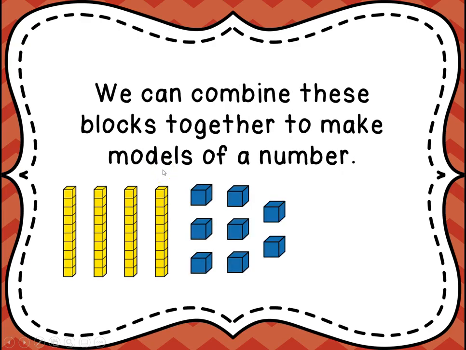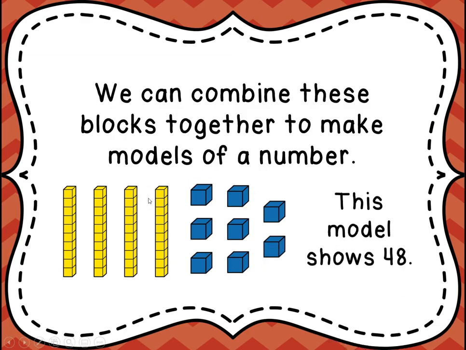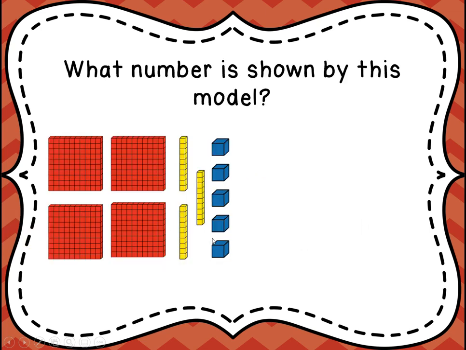Now we can combine these blocks together to make models of a number. So if I take a look, I can see that there is 1, 2, 3, 4 of the tens rods. So we know that there's a 4 in the tens place. And there are 1, 2, 3, 4, 5, 6, 7, 8. There are 8 of the ones place. So this model shows the number 48. 4 in the tens place, 8 in the ones place.